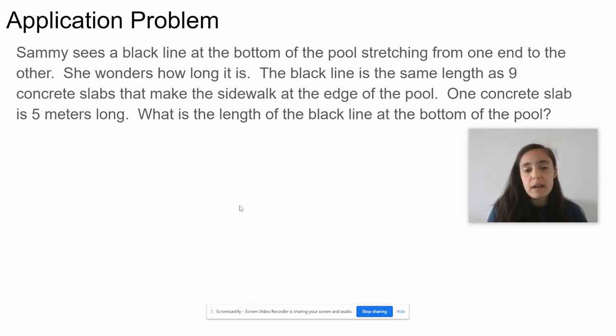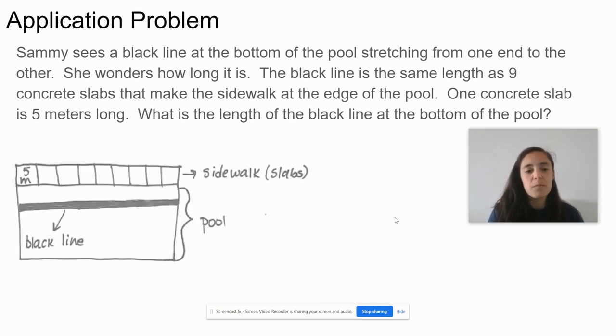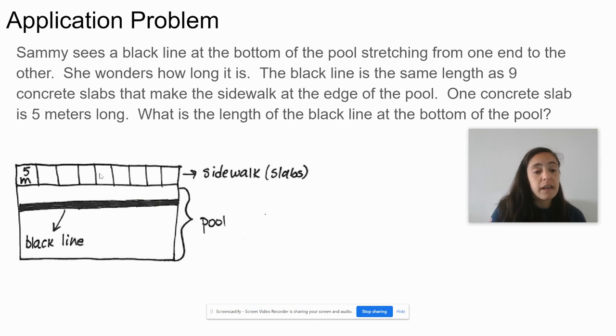So now I have to think about it. I have to think about what I would underline. So if you need to, pause this video and you can solve it on your own on a blank piece of paper and we will get cruising together. So I have to draw my pool and I know there's a black line. Okay, so this is the first part of my drawing. There are 9 boxes, so 9 concrete slabs that are 5 meters long for the length of the pool. So I know I have to draw 9 boxes and each are 5 meters.